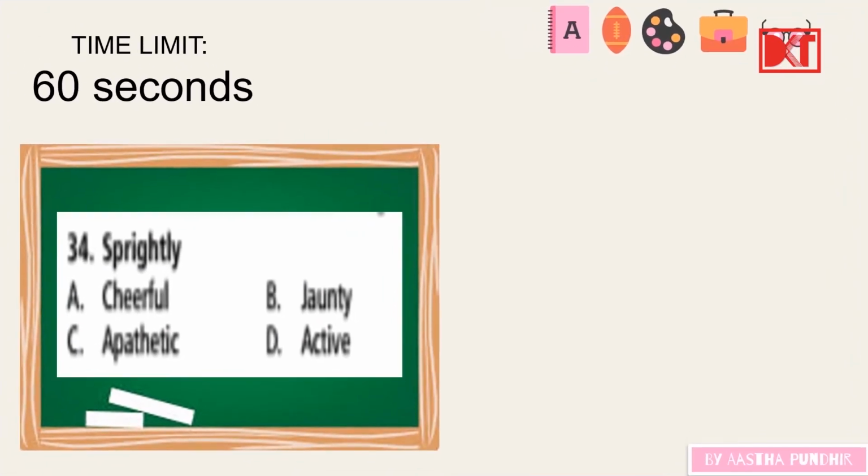Okay, next up we have sprightly. The options here are cheerful, jaunty, apathetic, and active. So here sprightly refers to someone or something that is full of energy and liveliness, whereas here apathetic is someone which lacks enthusiasm and interest. So all these, cheerful, jaunty, active, these could be synonyms, whereas apathetic is an antonym. Okay.